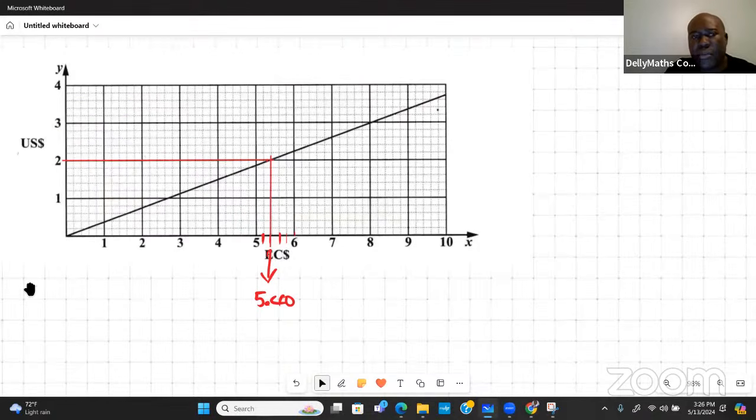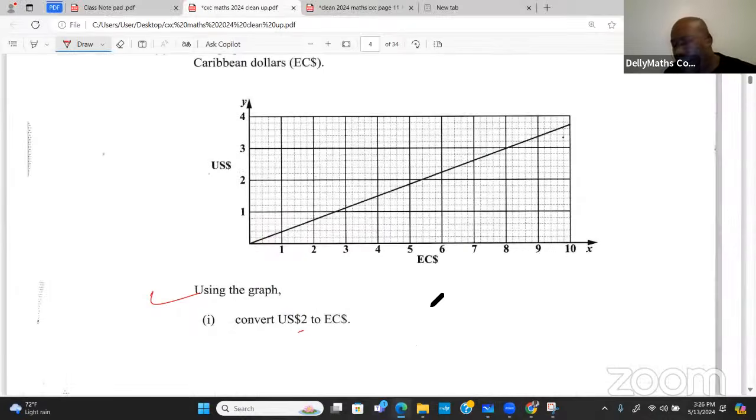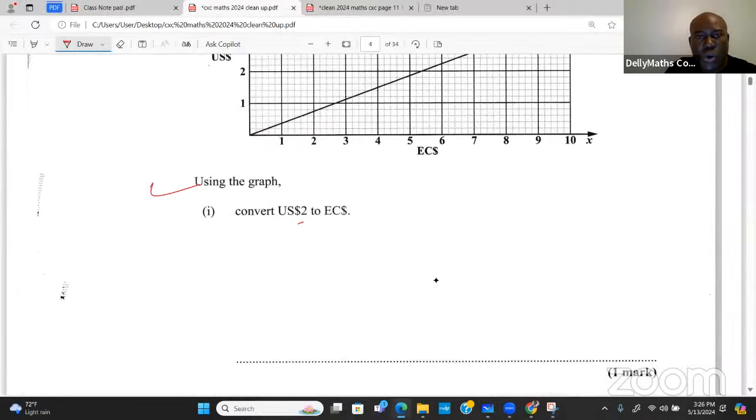And when they said use the graph, you want to show these lines. You have to show these lines on your graph in order to do that. So what we're looking at here is $5.40, right? So it came down right here. That's where it came out right there. So that's $5.40. All right, let us jump onto the other question.